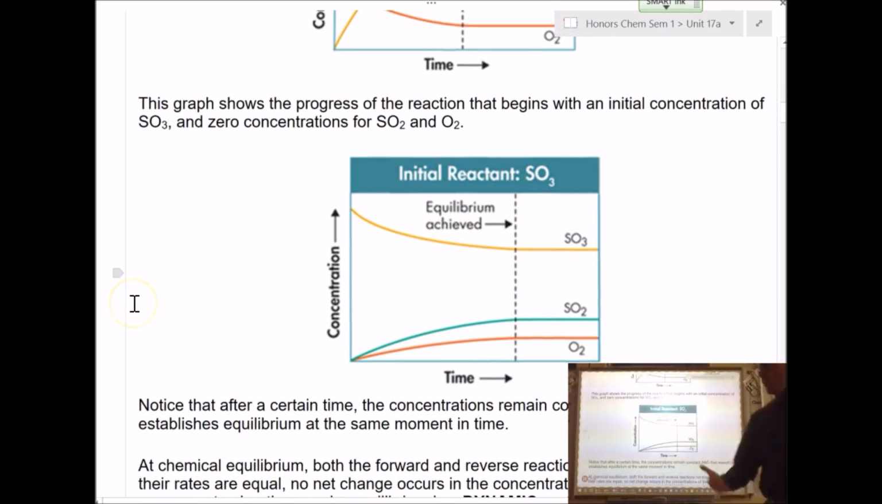And here's another graph representing the same reaction, except this time we're starting with the SO3 and then forming SO2 and O2. Also, these values can change with temperature. We'll talk a lot more about that in AP, but I'm not going to talk about temperature as a variable for this class.